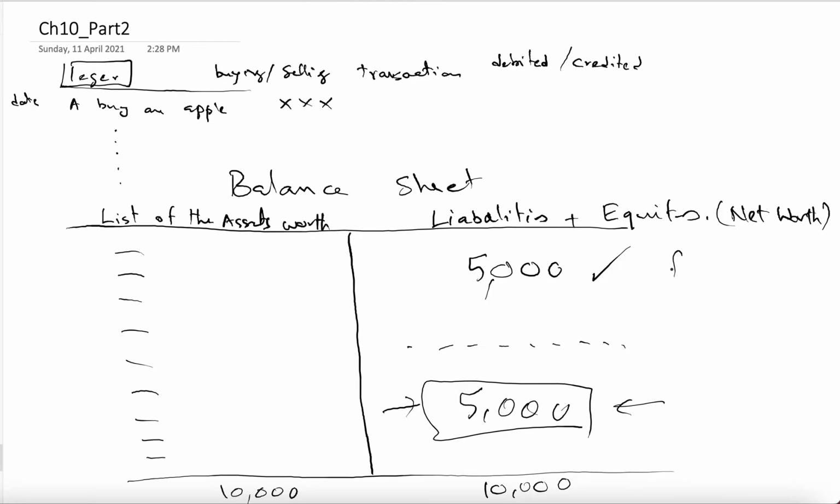So this has been financed by borrowing. This is financed by the owner.